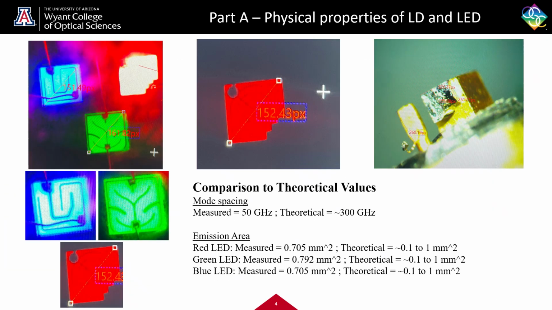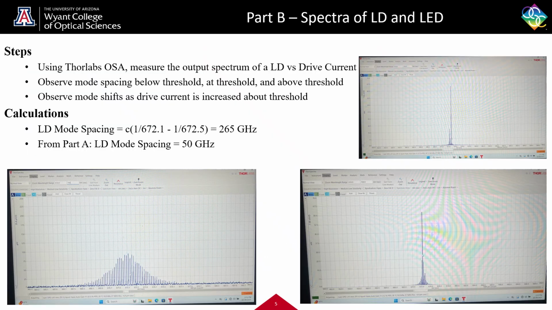These are some photos from the experiment, and comparing our values to theoretical values, the mode spacing was along the same order of magnitude. And then for the emission areas, they all fell within the relative range from 0.1 to 1 millimeter squared. In Part B, we used Thorlabs' optical spectrum analyzer to measure the output spectrum of the laser diode versus drive current and observe the mode spacing below threshold, at threshold, and above the threshold, and observe the mode shift as drive current is increased.